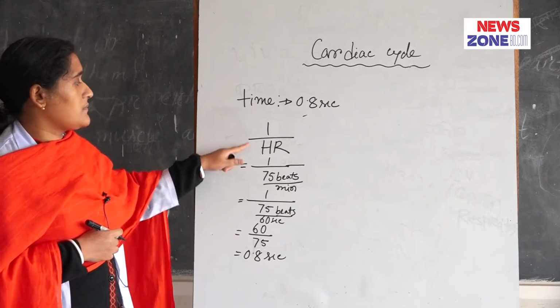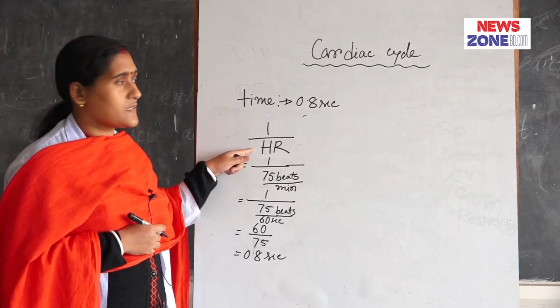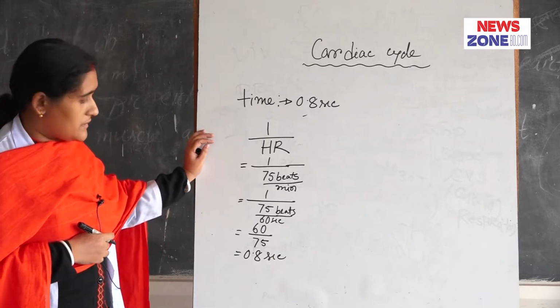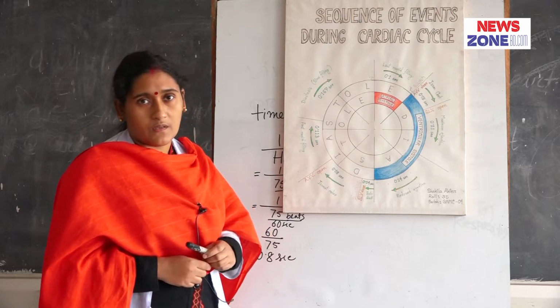So, cardiac cycle time is inversely proportional to the heart rate. If the heart rate is increased, cardiac cycle time will be decreased. Now, I discuss what are the events that occur during cardiac cycle.